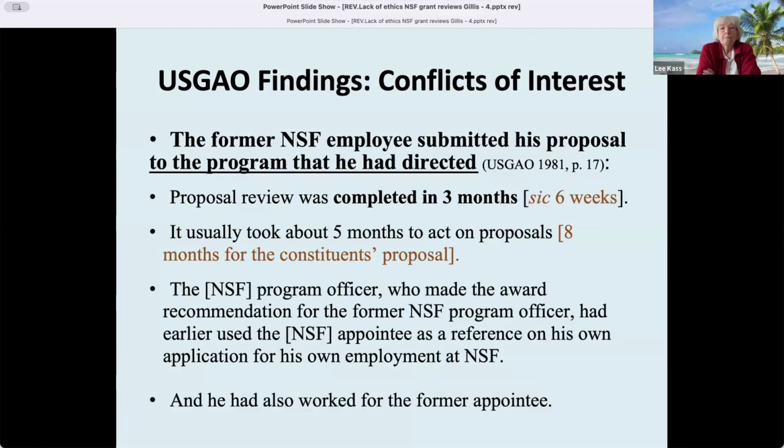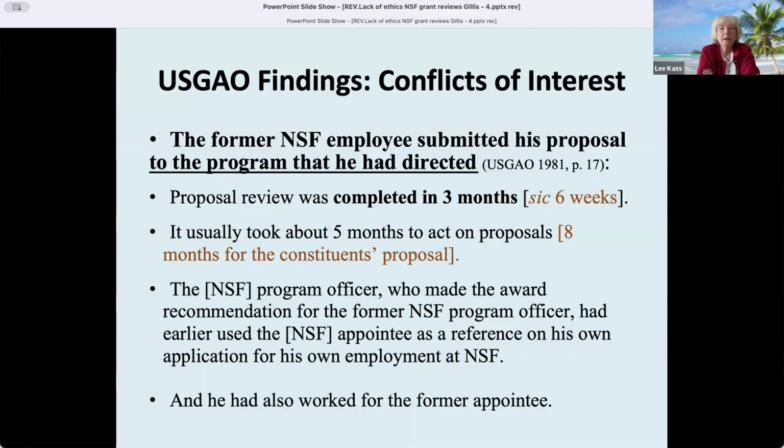What did they find? They found conflicts of interest. The former NSF employee submitted his proposal to the program that he had directed. The proposal review was completed in 3 months, according to their findings. It actually was 6 weeks. It usually took about 5 months to act on the proposals. So it was reported. But it was actually 8 months for the constituent's proposal to get his review back.